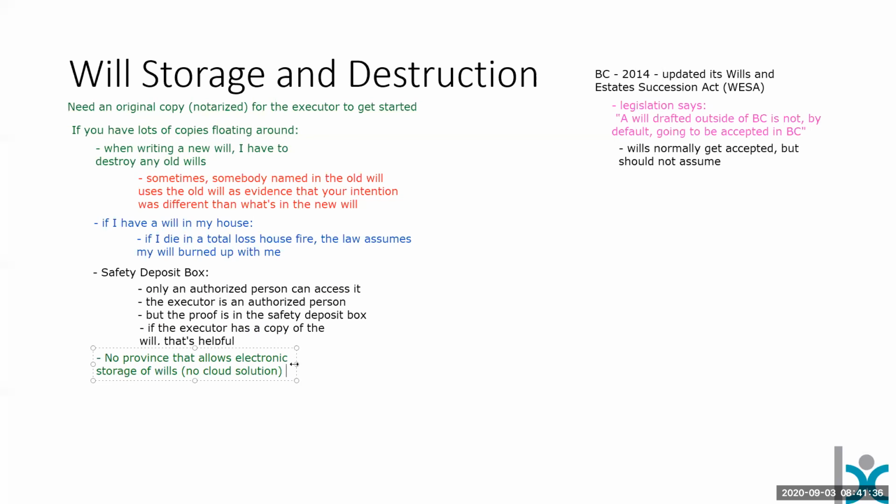Now, I'm going to give British Columbia kudos here. British Columbia is the only province that has this. Okay. So BC has an electronic wills registry. And I can't remember what it costs, either free or very close to free. It's like a negligible cost.